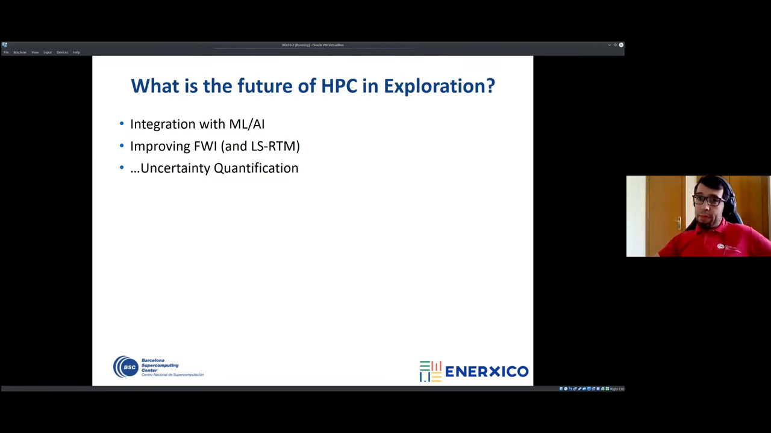Of course, improving the algorithms, that will happen in the future. FWI is a great tool for imaging, but it has its limitations in terms of the requirement of initial models, in terms of needing low frequencies, in terms of ensuring convergence. So that has to be improved, and not only FWI, but least squares RTM, and so on. And probably the end of the picture is uncertainty quantification. That is probably the end road for HPC and geophysical exploration. Being able to assess exactly how well or how badly we are assessing the properties of the subsurface. This is costly. We would use HPC for that, and that is probably the ultimate goal.